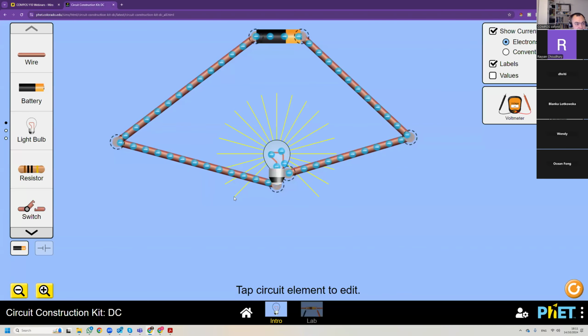Let's go back to this. So the battery pushes electrons. The battery supplies electrons with energy. The electrons carry this energy into the lamp to do some useful work.